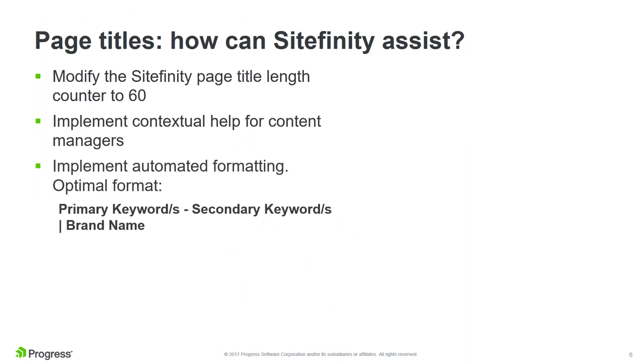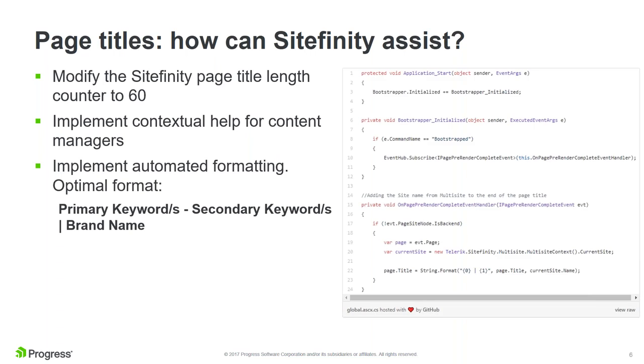Now, if you're a developer, you could implement a bit of automated formatting for the page title. Typically, a lot of experts agree that an optimal format for page titles is primary keywords first, then secondary keywords written in such a way that it makes sense and is attractive for a customer or visitor looking to come to your site, and then perhaps a pipe and then the brand name or the site name. So we want to provide consistent page titles for users.